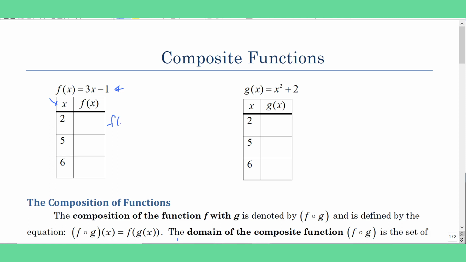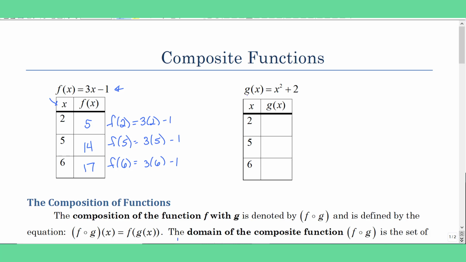So here we want to find f of 2, meaning everywhere there is an x, we replace it with a 2. And I know we've done this before, so you could probably work this math out in your head. So we want f of 5, so that would be 14. And then we want f of 6, and that would be 17. So we're just evaluating functions.